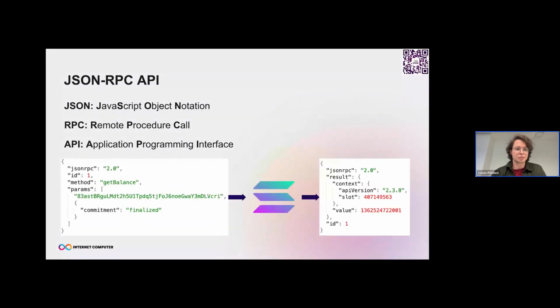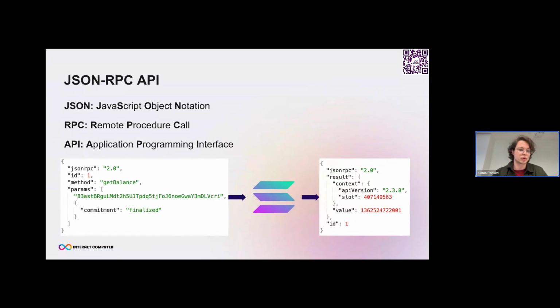So what's this big acronym? JSON-RPC API. I'm sure most of you are familiar with at least the first one. JSON, JavaScript Object Notation, is just a way of formatting data. RPC stands for remote procedure call, which is a fancy name for basically calling methods on a server. And API, I think, needs no introduction. Essentially, all of this means that the JSON-RPC API defines a format for how you can structure requests to the Solana network.